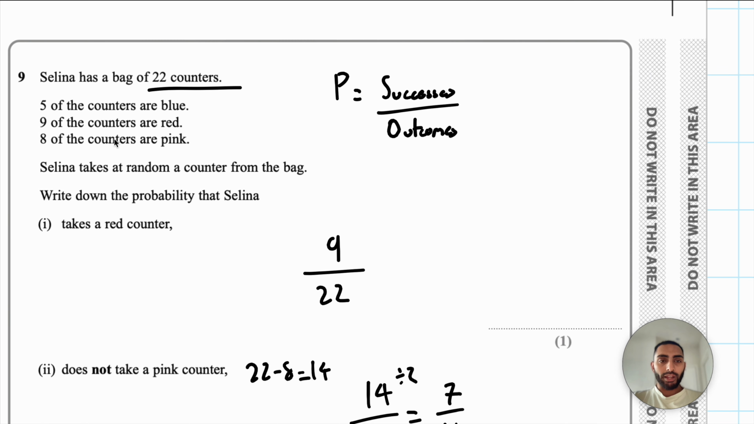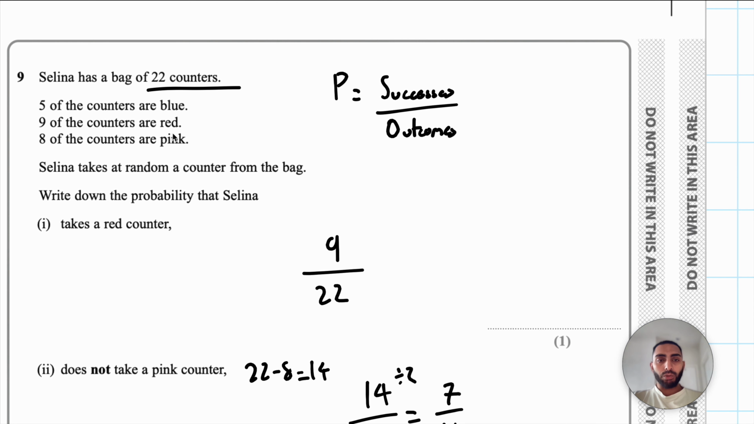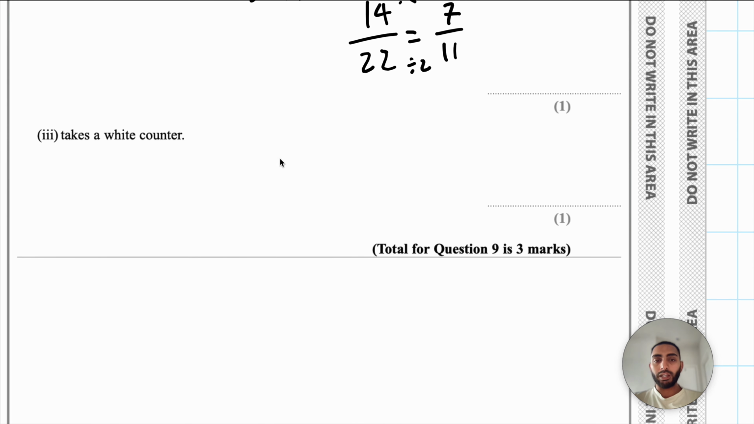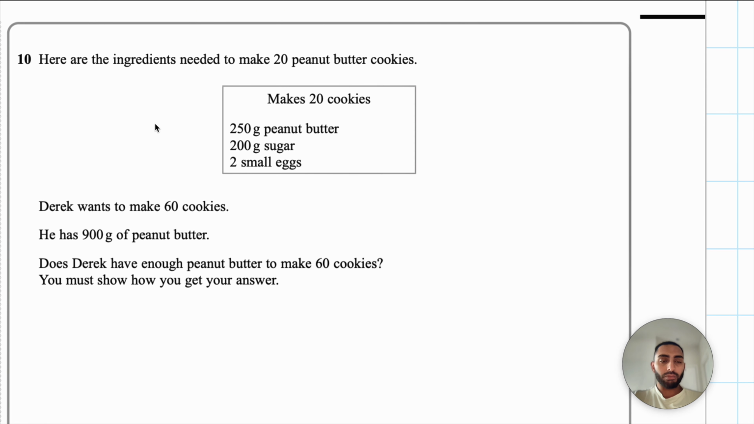Part 3 takes a white counter. So here we have blues, we have reds, we have pinks, but we don't have any whites. So that means we don't have the chance of getting a white counter. So the probability of that would just be 0. It can't happen at all.